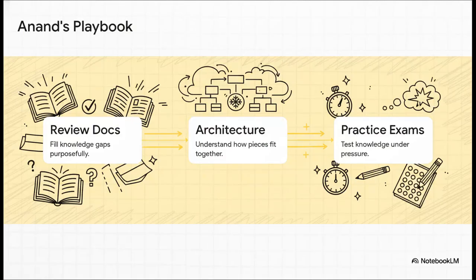To turn that passing mindset into reality, here is the concrete, highly actionable 3-step playbook we pulled directly from Anand's guide. Step 1. Review core documentation. But use it purposefully to fill in your specific knowledge gaps, okay? Not as a textbook to read cover to cover. Step 2. Master architecture concepts. Now this is where the magic happens. This is where you should spend the vast majority of your study time, really ensuring you understand how all the microservices fit together.